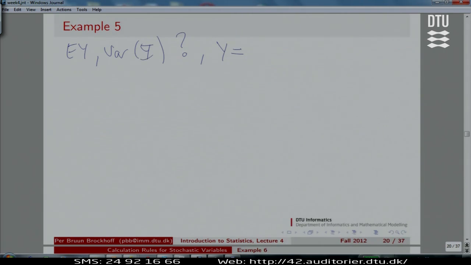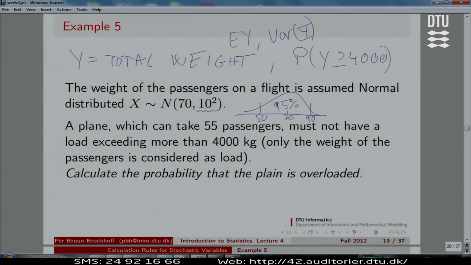For this, I need to define to myself what actually is y. What is y? Y is the total weight. I was given some assumption about the world here.